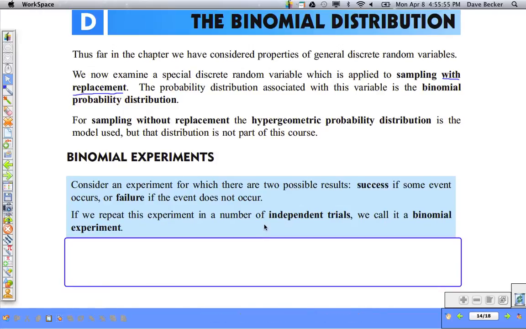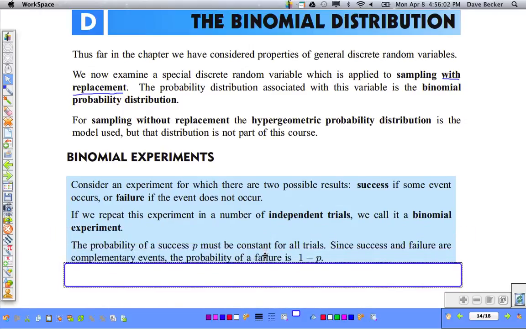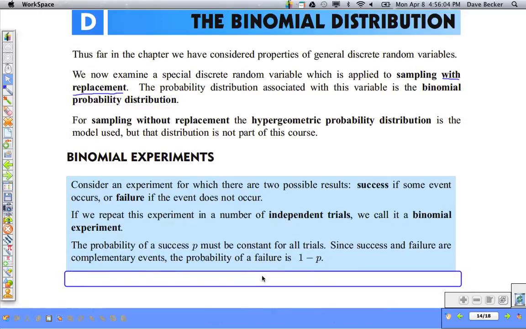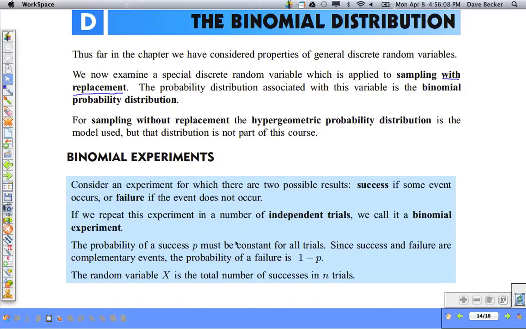And we're going to repeat the experiment a number of independent trials. We call that a binomial experiment. Again, two outcomes, and the probability of success must be constant for all the trials. And if we say that success is p, then failure is 1 minus p. In other words, the success and the failure obviously must add up to 1. And the random variable x is the total number of successes in n trials.